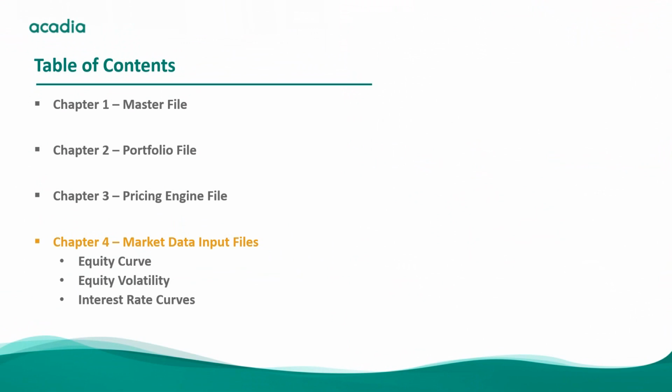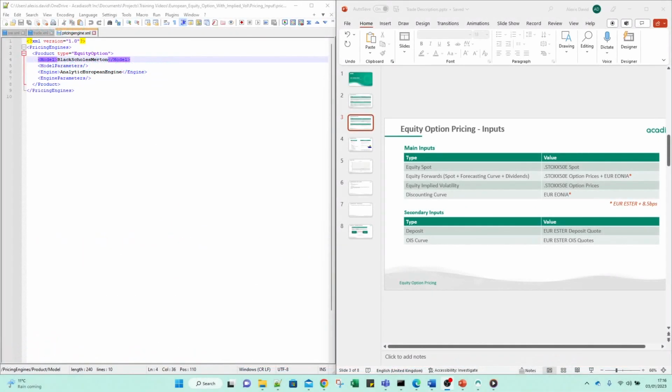Then we need to configure all the market inputs, and I'll walk you through the logic. So what inputs do you actually need? We need obviously the equity spot. We need the equity forward. Now this one's a bit particular because in ORE we need to split it by its components.